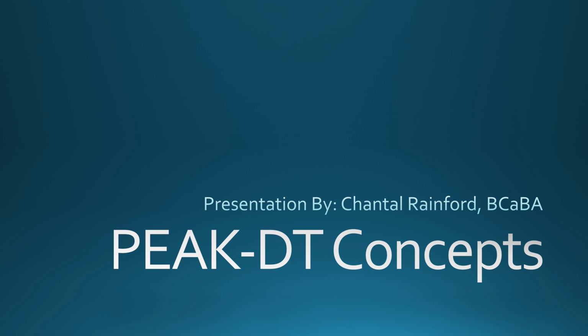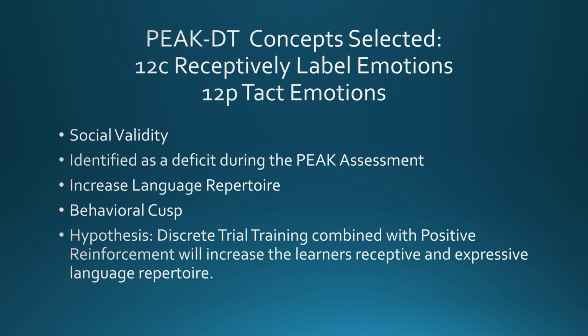Welcome to a brief presentation summarizing the treatment effects of two skills targeted for increase within the Peak Direct Training module. The two concepts selected were 12C, receptively label emotions, and 12P, tact emotions. These were selected for this particular learner as part of their applied behavior analytic treatment plan for several reasons.